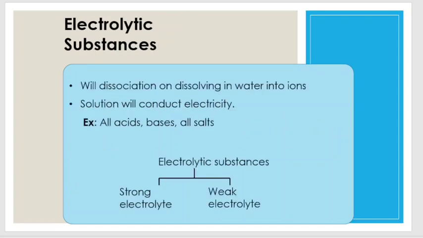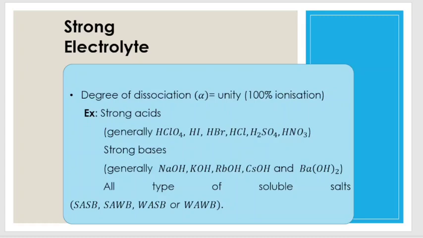Now, if we consider the acids, bases and salts, no doubt they are electrolytic substances because they can conduct electricity. Depending upon the degree of dissociation, alpha, we can say whether they are strong acids or strong bases or not. We know already about the degree of dissociation. If one molecule is taken and it is completely dissociated into ions, you can say that the degree of dissociation is unity, and you can say the substance is 100% ionized.